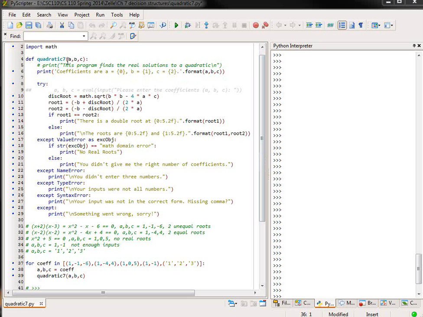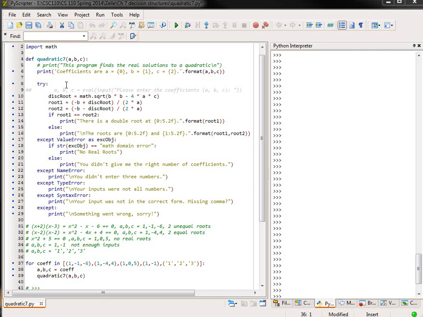So here is the quadratic equation program. This program prints the real solutions to a quadratic. I do this slightly differently from the book. Rather than soliciting the input from the user, I'm supplying the inputs as parameters to the function: a, b, c, where these are the coefficients to the quadratic equation ax squared plus bx plus c equals 0.